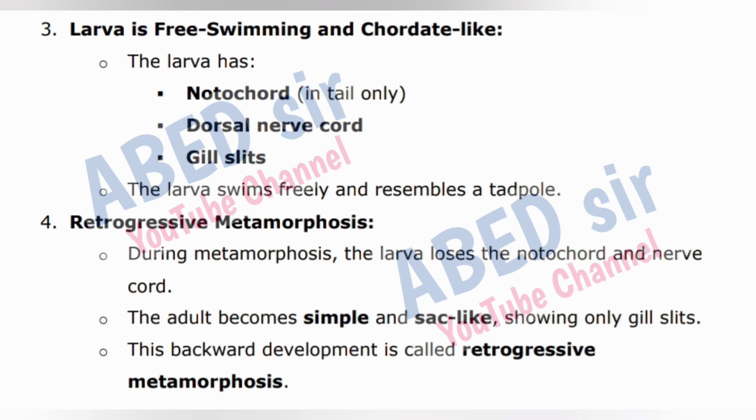4. Retrogressive metamorphosis. During metamorphosis, the larva loses the notochord and nerve cord. The adult becomes simple and sac-like, showing only gill slits. This backward development is called retrogressive metamorphosis.